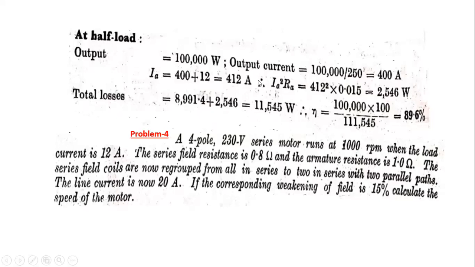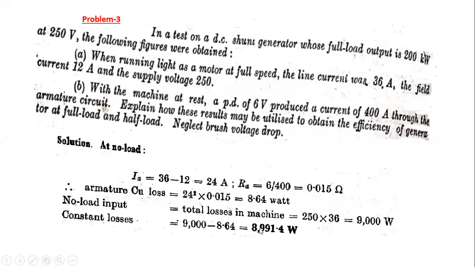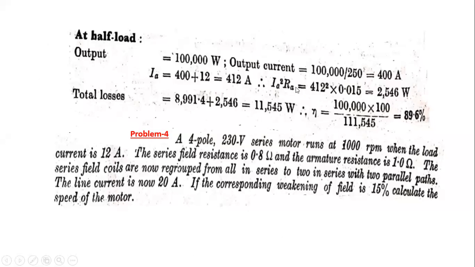Next we calculate IA square RA, that is the armature copper losses. Therefore IA is equal to 412 into RA, which is 0.015. Next we calculate the total losses. Total losses is equal to armature copper losses plus constant losses. The constant losses is 8991, plus the armature copper losses IA square RA. This is the total losses.